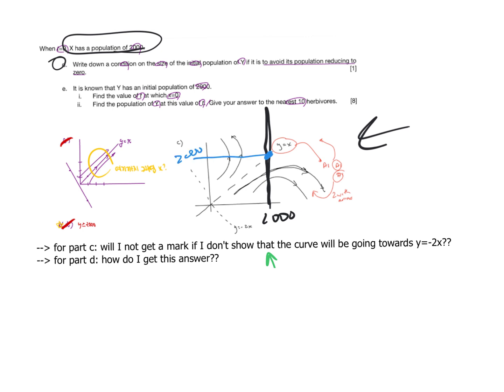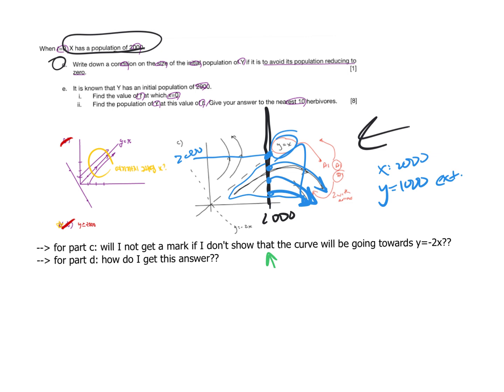If x equals 2,000, and let's say y equals 1,000 here, that means y will tend to here and go, that will become extinct. If the y is this value, it still becomes extinct. If it's here, it still becomes extinct. So anytime your y value is below this line y equals x, it will become extinct.